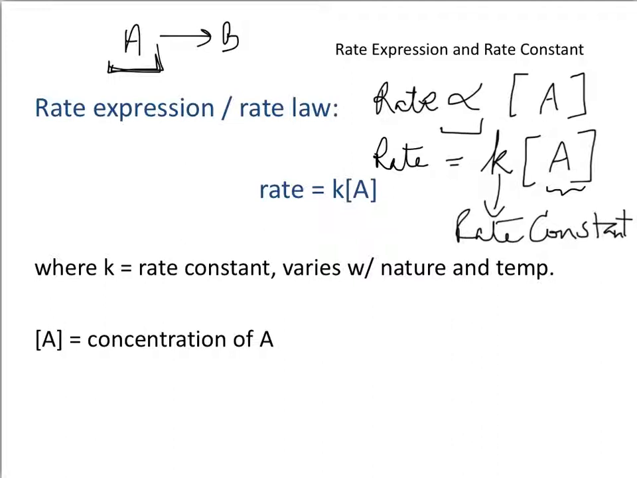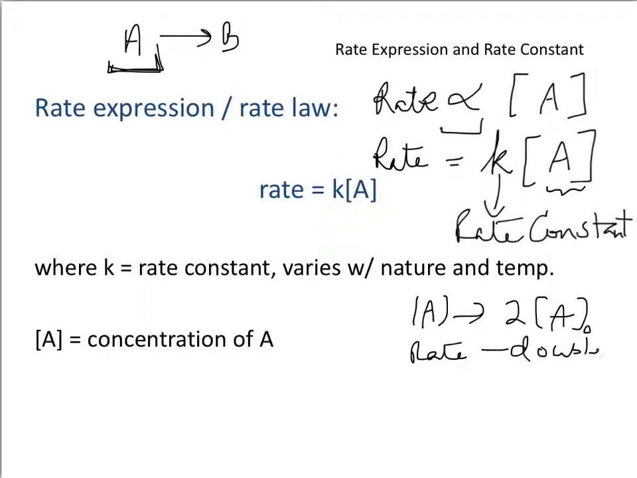That means if you double the concentration of A, if A becomes twice the initial concentration, then the rate also doubles. That's one scenario. Another scenario could be that if you double the concentration of A, maybe the rate becomes 4 times. Or it could become 8 times. It just depends on the reaction, how it's going to proceed.